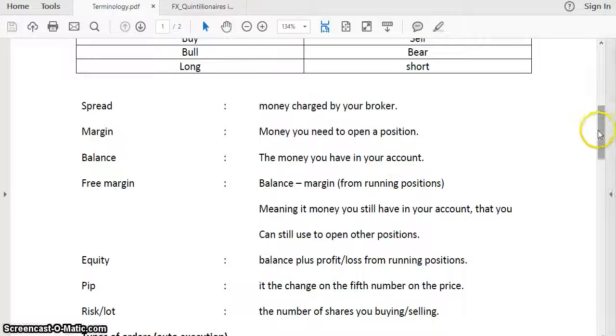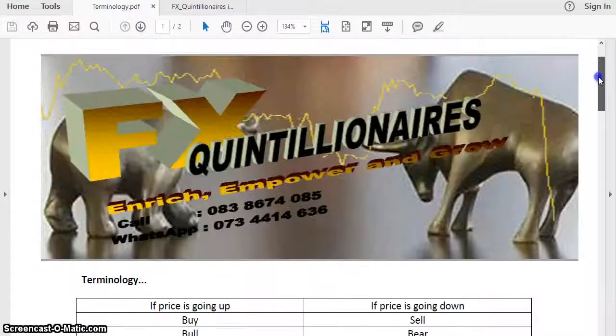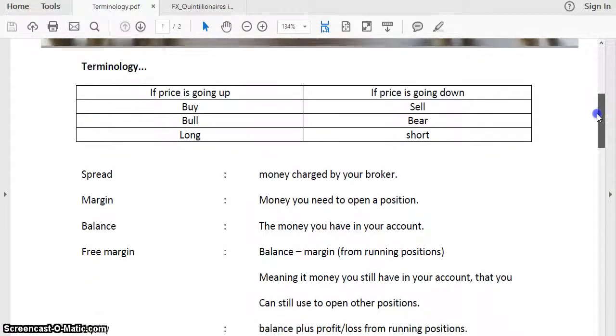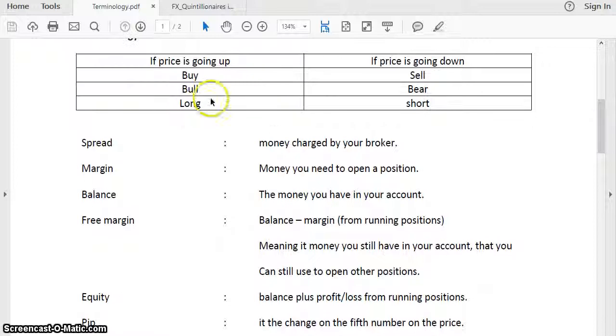But what I want us to do in this video is look at some terminologies we use here in Forex. As you can see on this table, if your price is going up, we buy, and if your price is going down, we sell. If things are going up, usually we say this is a bull market, or we say things are bullish. So it can be bull or bullish. The opposite of that, when they are going down, is bear. So here they are bearish.